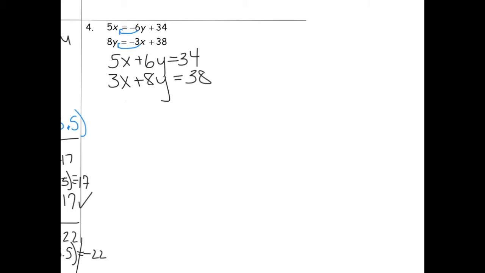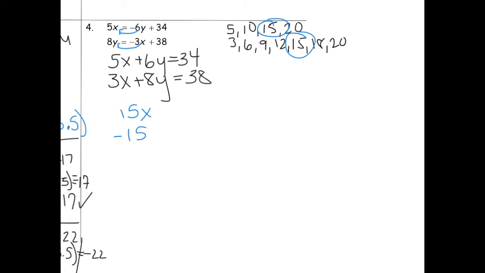Okay, so now, if we want to eliminate x or y, it all depends on what you want to do. Personally, I think I'll eliminate the x's, and I want to find the least common multiple. So for 5, let's see, 5, 10, 15, 20. And then for 3, that's 3, 6, 9, 12, 15. The first number that they have in common is 15. So we want our numbers to be positive 15x and negative 15x, so they cancel. What do you multiply by 5 to get positive 15?